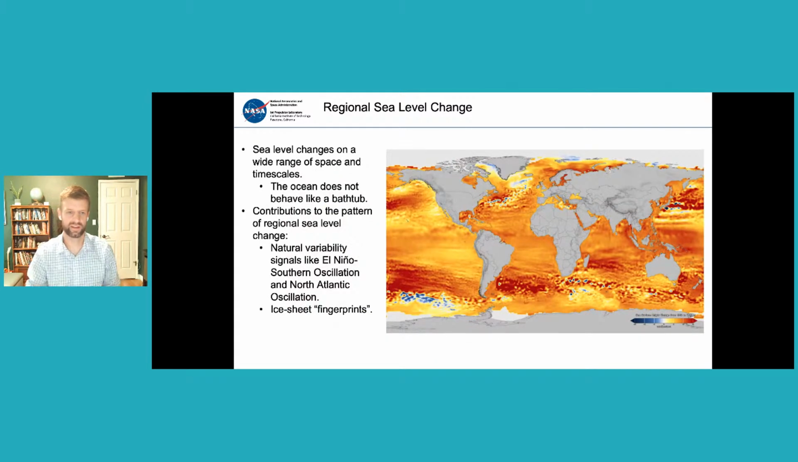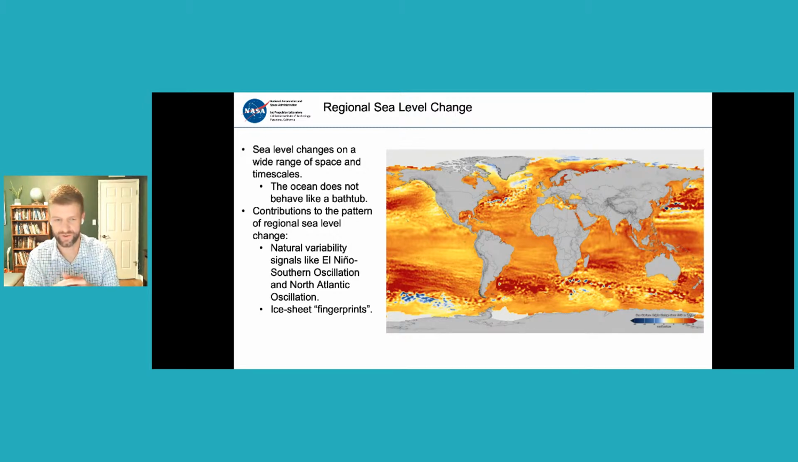All right, so as I mentioned already, sea level changes on a wide range of space and time scales. The ocean does not behave like a bathtub. A lot of times people think when ice melts from, say, Greenland and goes into the ocean, that's going to raise sea level the same everywhere. And that's really not the case. So there are contributions to this pattern of regional sea level change that are different everywhere, but I want to focus on a couple big ones.